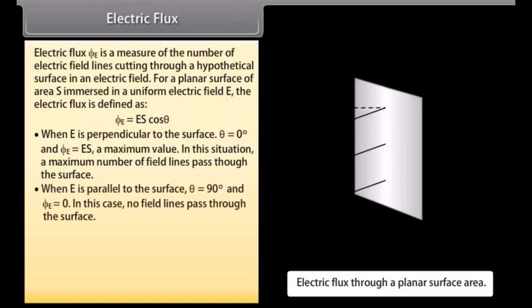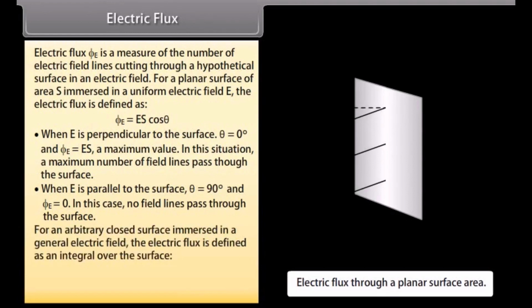When E is parallel to the surface, theta is equal to 90 degree and phi E is equal to 0. In this case, no field lines pass through the surface. For an arbitrary closed surface immersed in a general electric field, the electric flux is defined as an integral over the surface of E cos theta. The SI unit of electric flux is Newton meter square per coulomb.